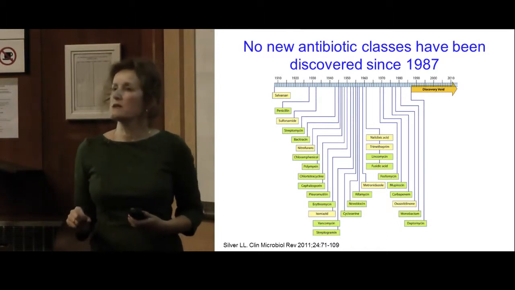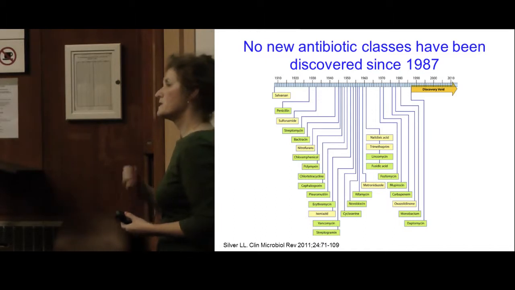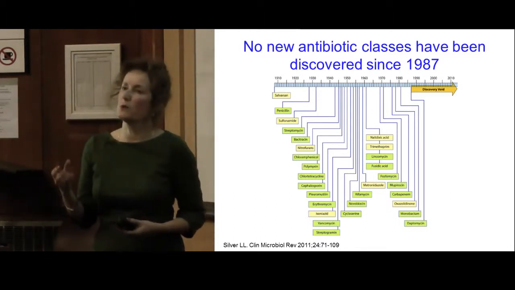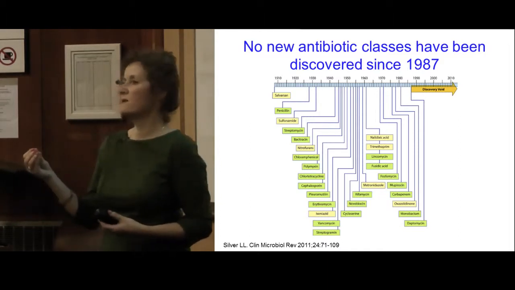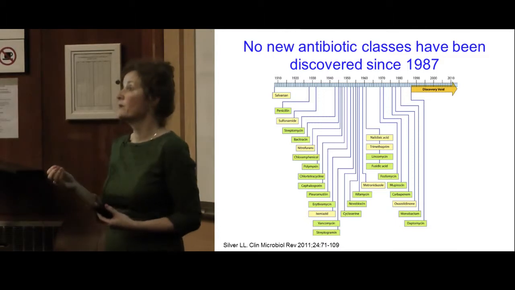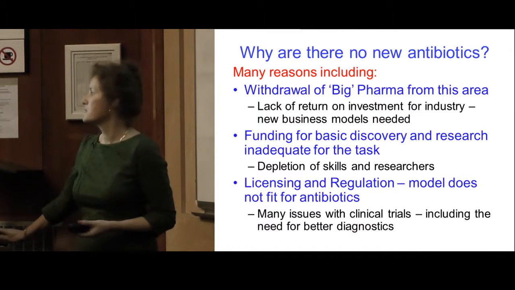There have been no new antibiotic classes discovered since 1987. One could argue, well, does that matter because we've still got lots of targets? But what it means is we're always doing a new type of penicillin, for instance, and ultimately we'll run out of new types of penicillin, so we will need new targets. So why aren't there any new antibiotics?